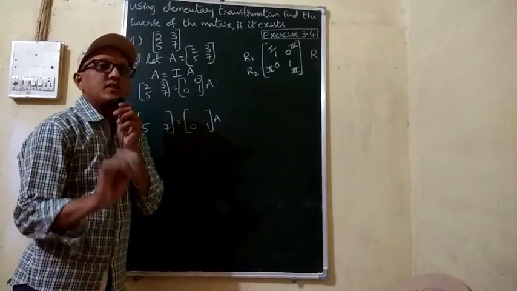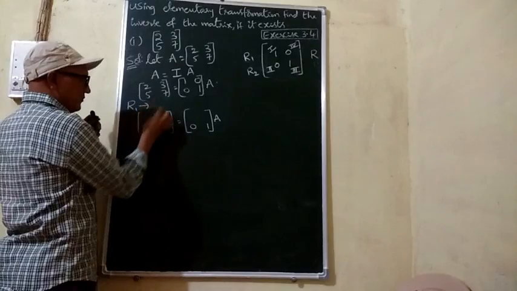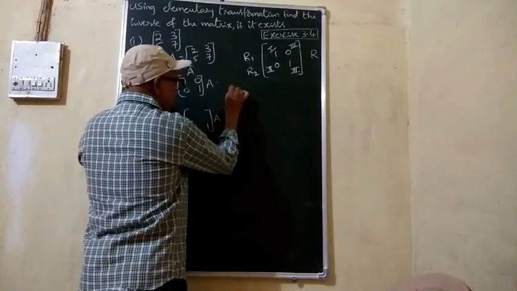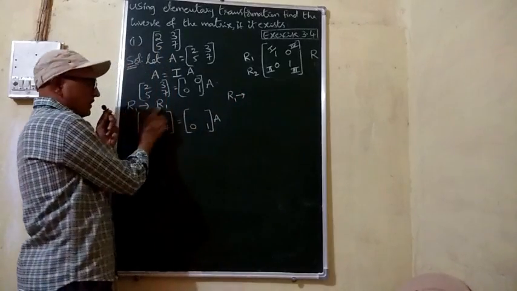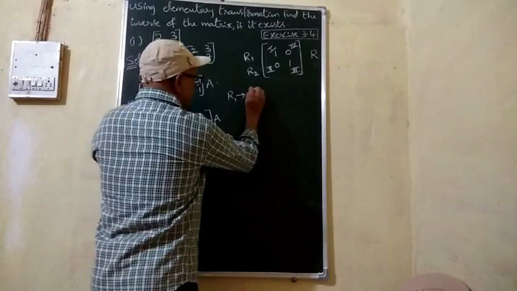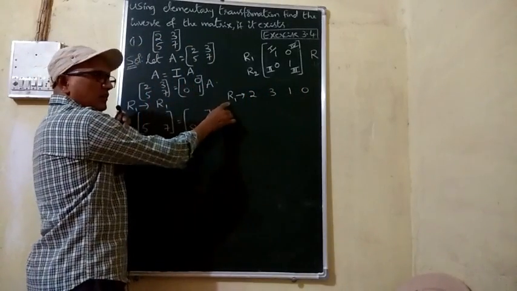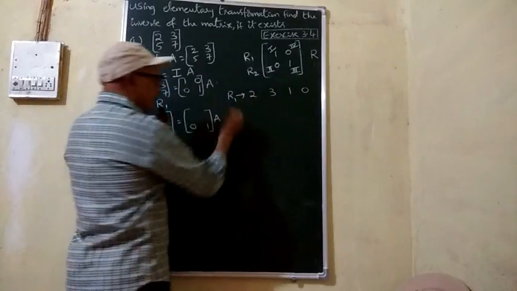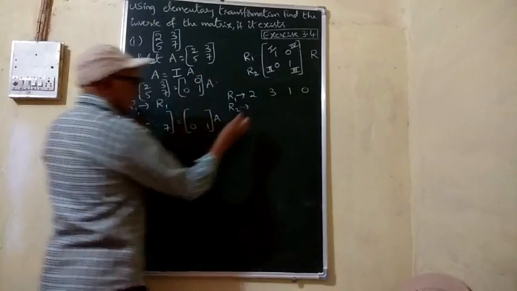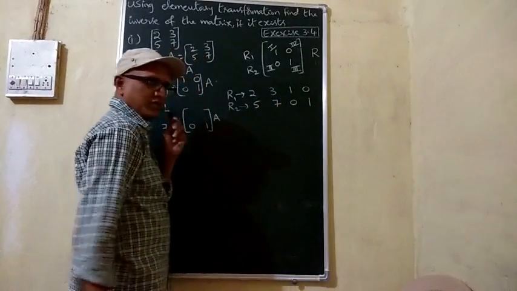We have to change which row? The first row we have to change. R1. Now what are the elements in R1? 2, 3, 1, 0. R1 means the first row. R2, what are the elements in the second row? 5, 7, 0, 1. Okay.